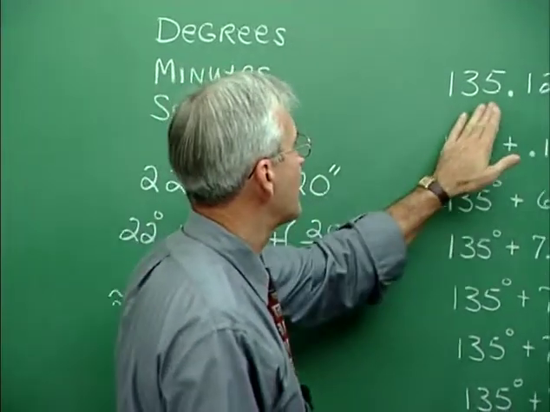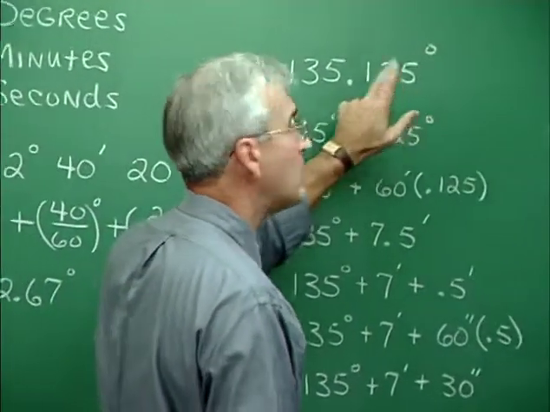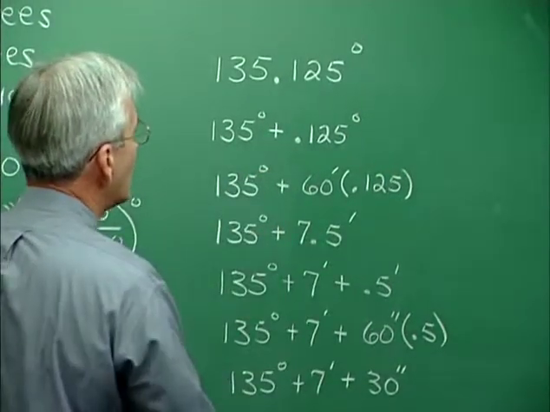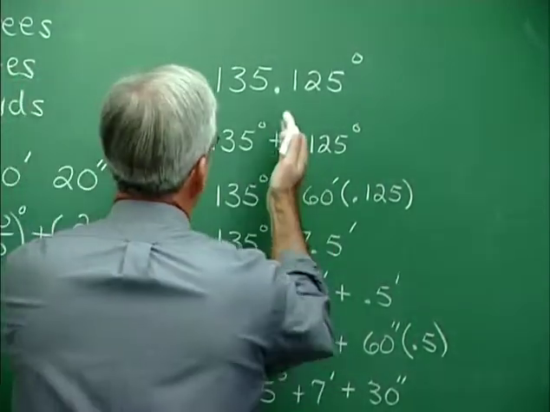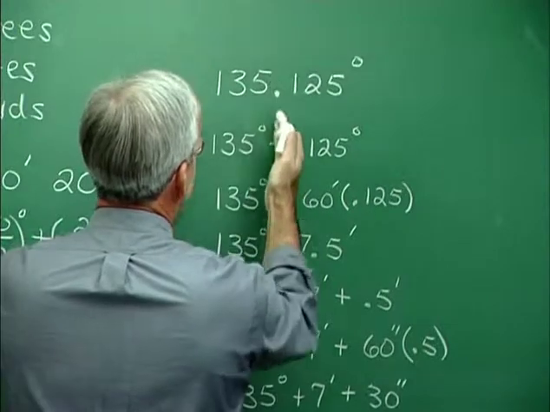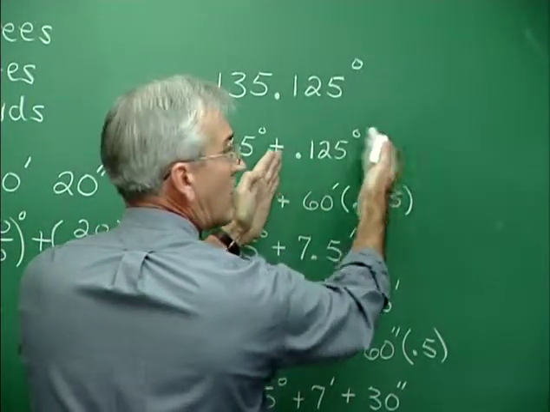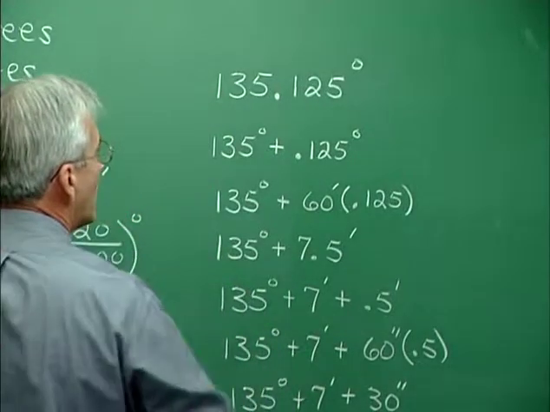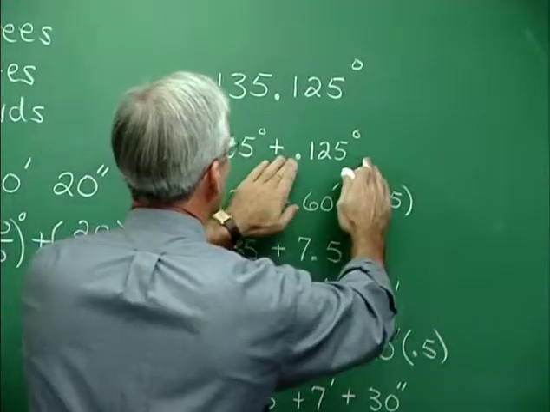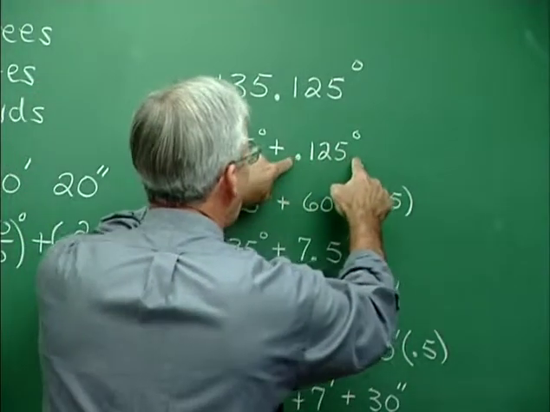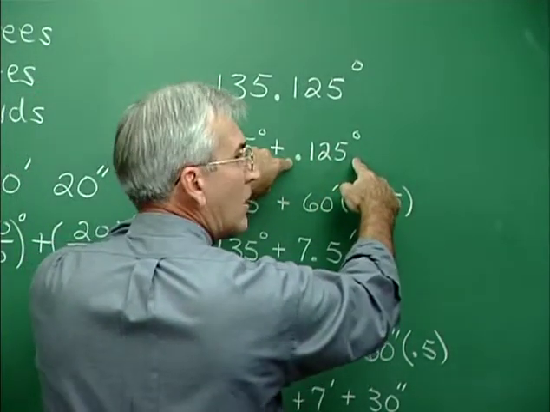Suppose we have 135.125 degrees, and we want to change this into degrees, minutes, and seconds. Think about it first by taking the whole numbered part of the decimal and separating it from the decimal part, from the fraction part. All right, so we have 135 degrees plus 0.125 degrees. But this 0.125 degrees can be thought of this way.